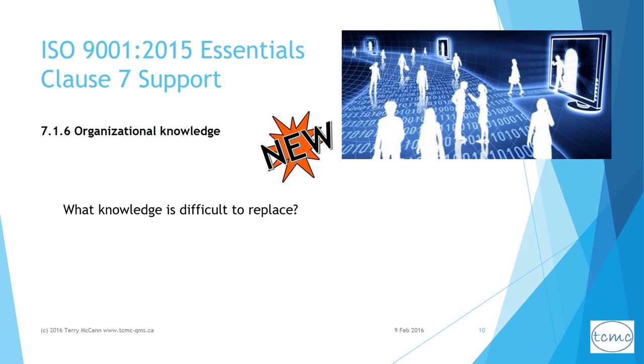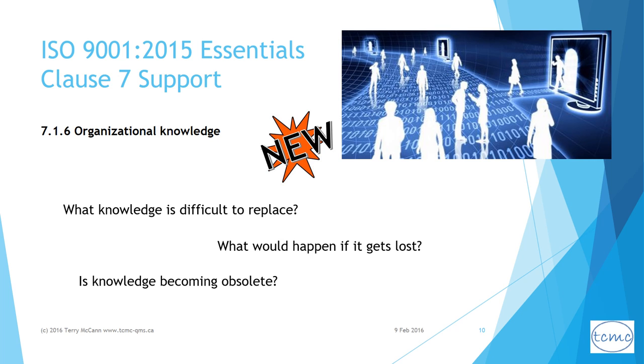This is an area where some risk-based thinking is appropriate in asking the question, what organizational knowledge is difficult to replace and what would happen if it got lost or otherwise disappeared? Another factor to consider is whether the organizational knowledge is becoming obsolete with changing needs and trends. This subclause requires an organization to make the necessary determinations and take appropriate actions.